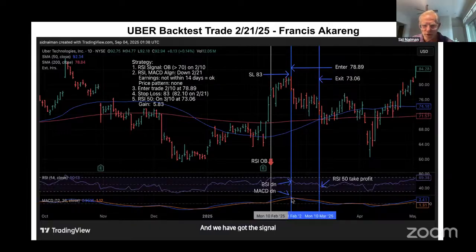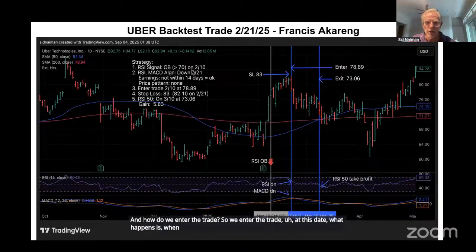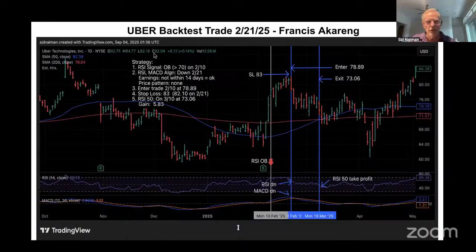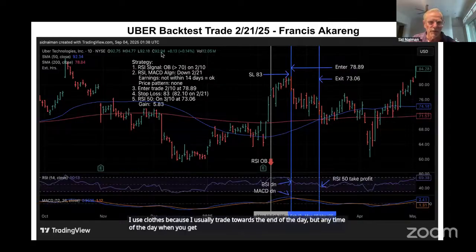Once we enter the trade, and how do we enter the trade? We enter the trade at this date. When you're on this date in TradingView, you come up to the upper left and you see various numbers: OHLC, open, high, low, close, or current. I use close because I usually trade towards the end of the day, but any time of the day when you get this alignment, this C price, the current price, is going to be the price you use.